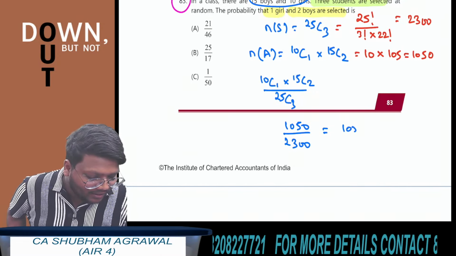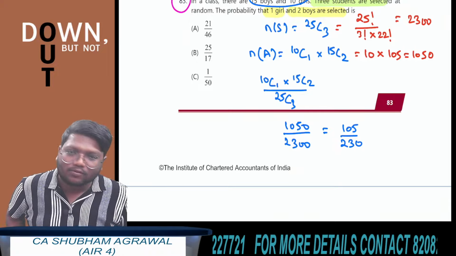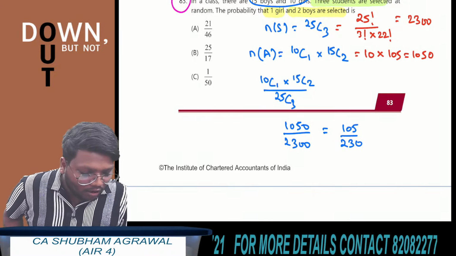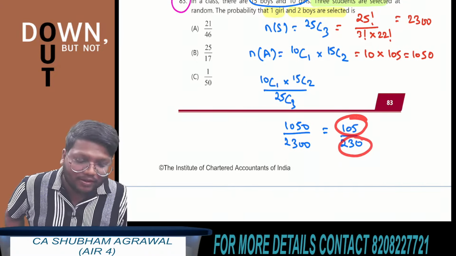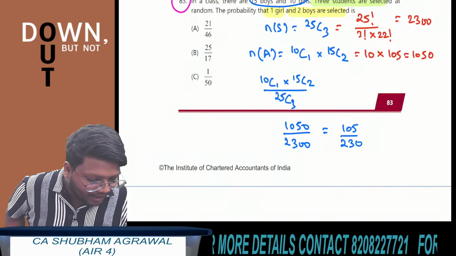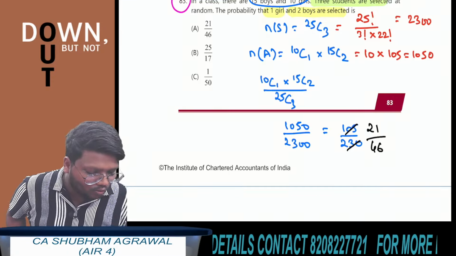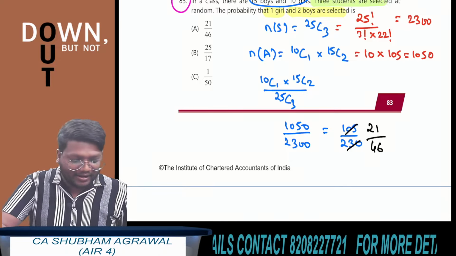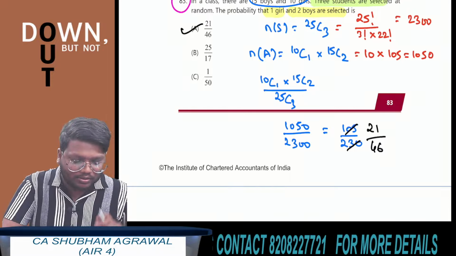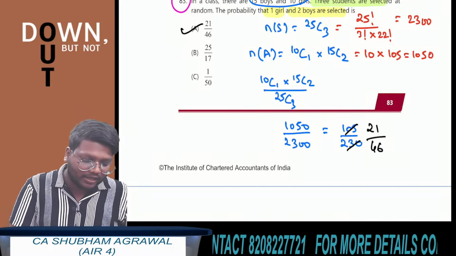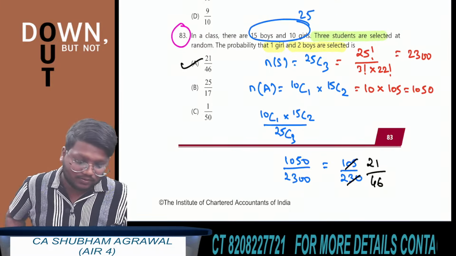You can write it as 105 divided by 230. Now, both of these numbers are divisible by 5, so you can further simplify. 5 multiplied by 21 is 105 and 5 multiplied by 46 is 230. What is the answer? 21 by 46. Which option is correct? Option A. Option A is the correct answer, 21 by 46.